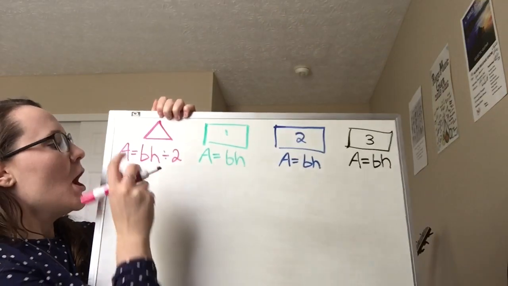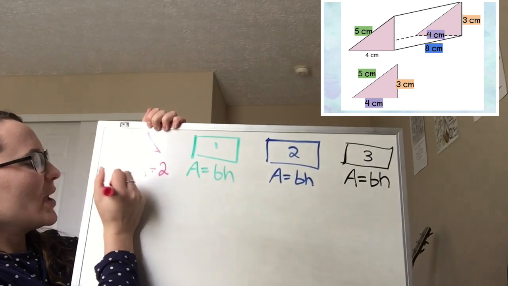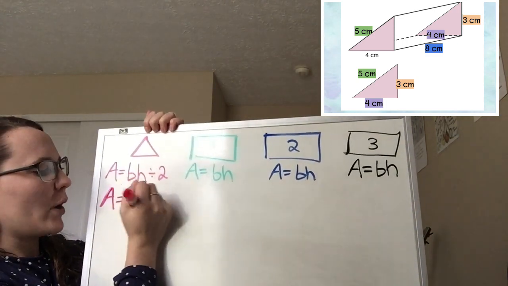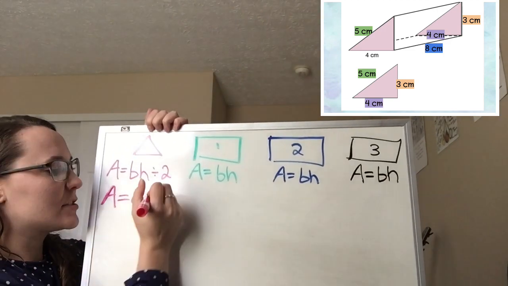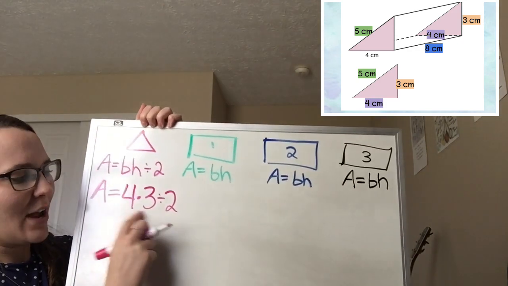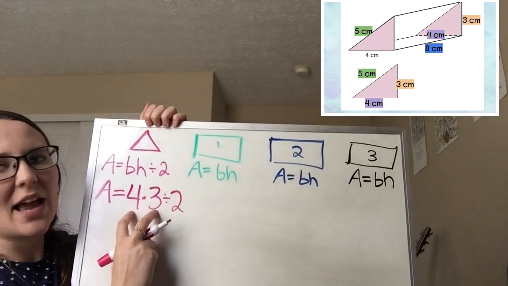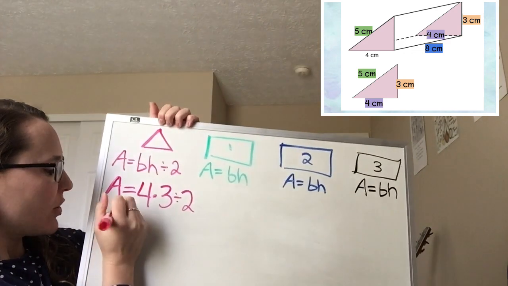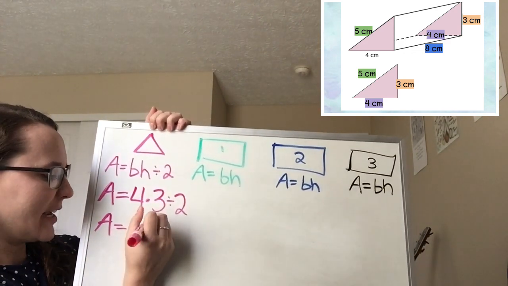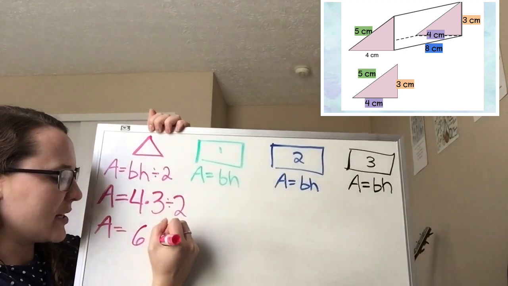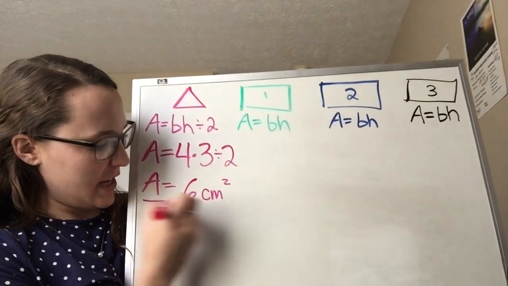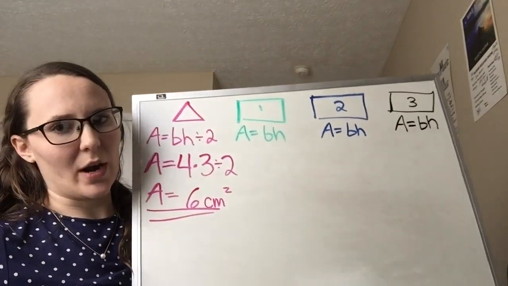All right, so the base of the triangle, we can say either 4 or 3, but I'm going to say 4. And then the height is 3 because 4 and 3 make a right angle with each other, or a 90-degree angle with each other. So that's why we know that these are the 2 side lengths that we're using for the triangle. So 4 times 3 is 12, divided by 2 is 6. Our unit here is centimeters squared because we're still talking about area. So our first area, of the triangle, is 6 centimeters squared.